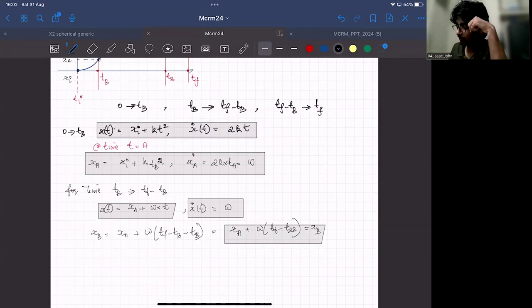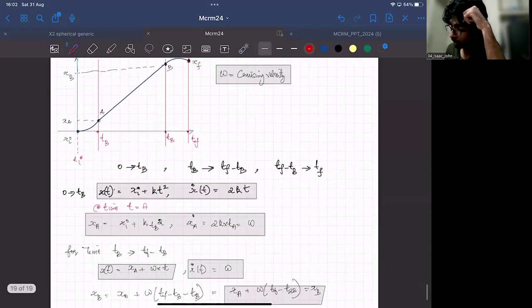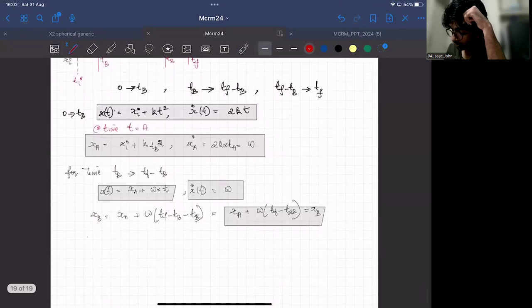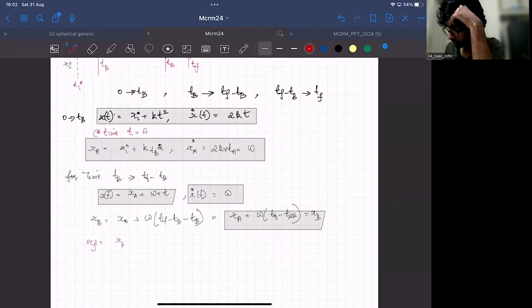Okay, now that you have XB also, how would you get XF, the final position? XF would be nothing but XB plus XF minus XI. I is the initial position.